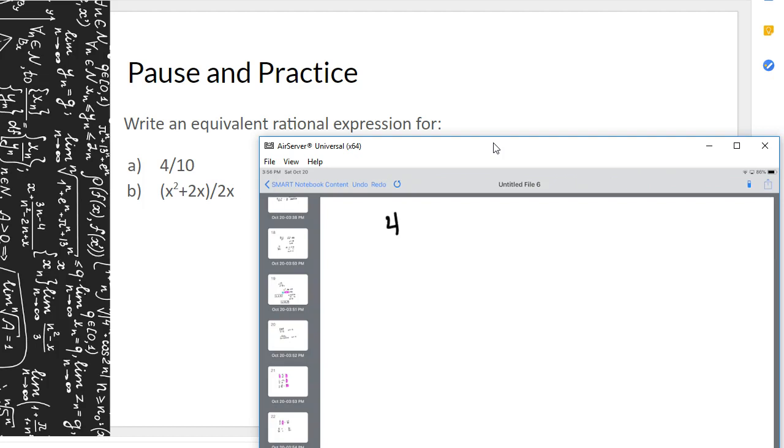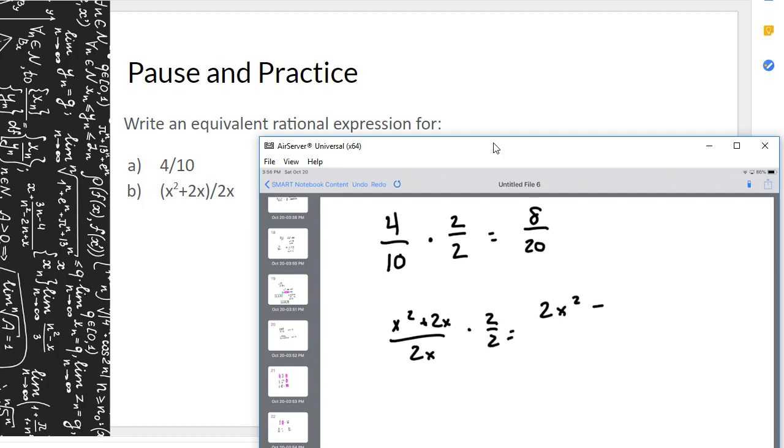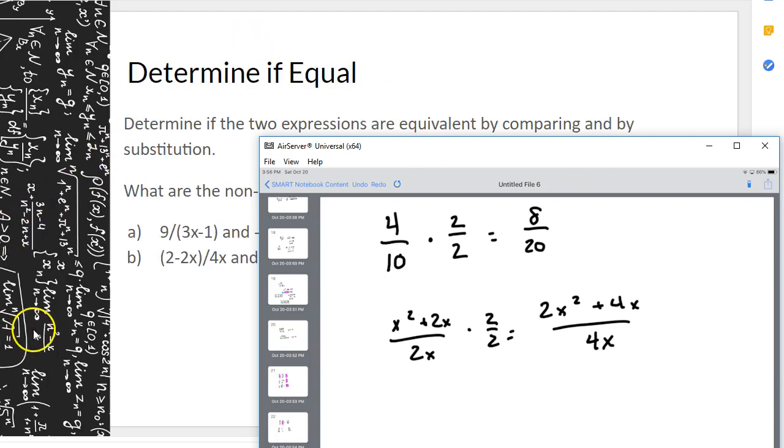Okay, so again, I can't give you every single equivalent rational expression, so I'm just going to multiply by 2 over 2. 8 over 20 would be an equivalent rational expression. X squared plus 2x over 2x, multiplying the top and the bottom by 2. As long as you did your math right, you'll be correct. So 2x squared plus 4x over 4x is an equivalent rational expression.